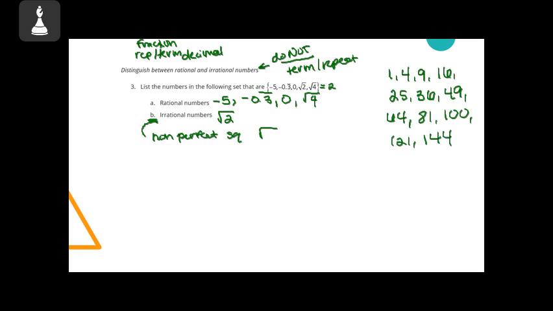Just remember these are opposites. So if you have a rational, it is on the rational side. If you cannot get a rational, then it is irrational.